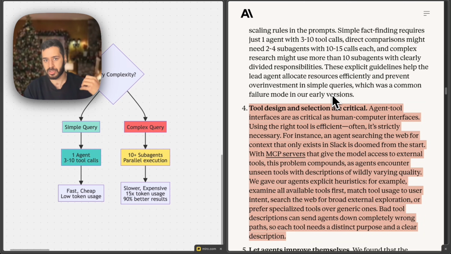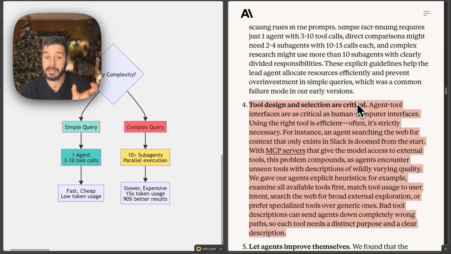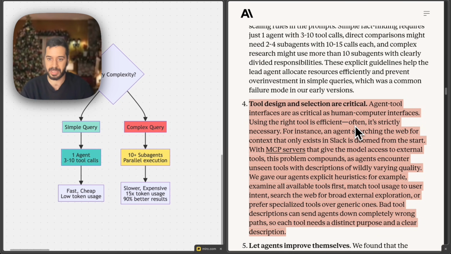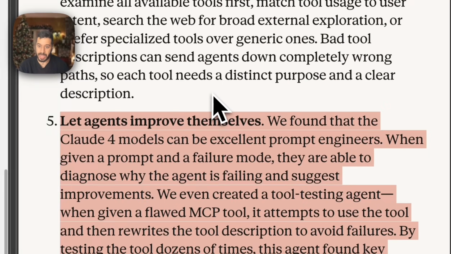They also tell the agent to look at the tool arguments and look at the query and try to classify the tool in the best way possible. So the key here is just to write a very detailed and accurate description of the tool and give that description to the agent. Also, they let the agents improve themselves.